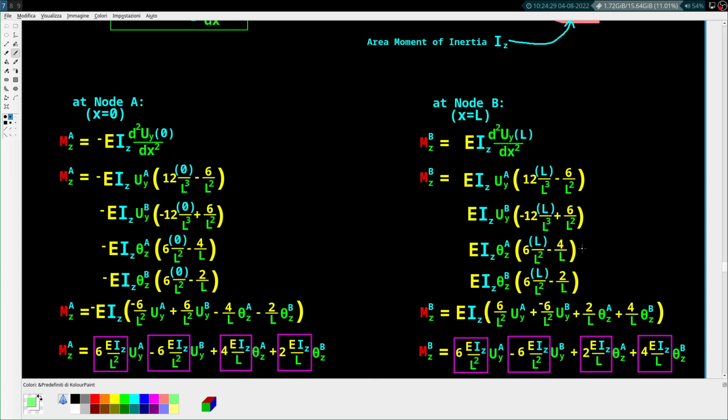At node B, it's very similar. The only difference is that you're at x equals L, so you're plugging in L, L, L, L. A lot of these things will cancel out.